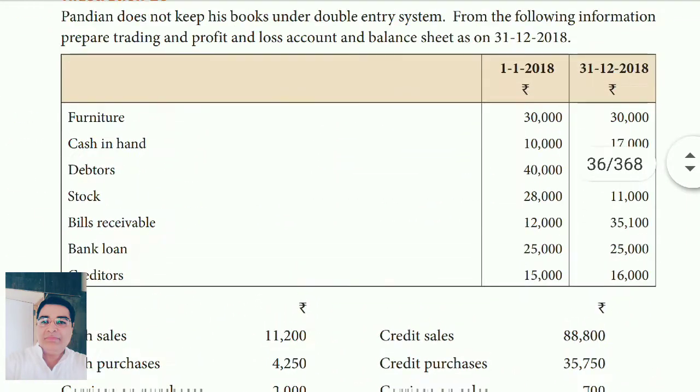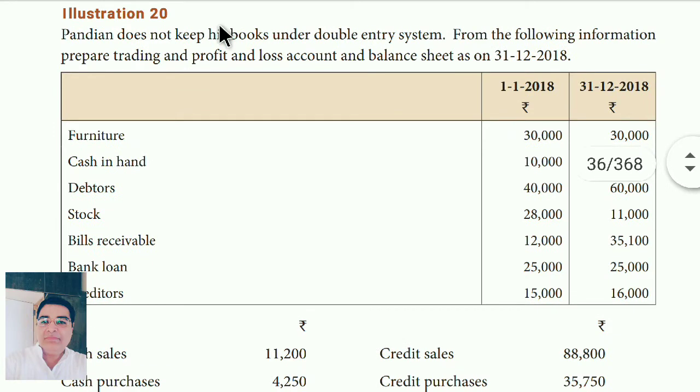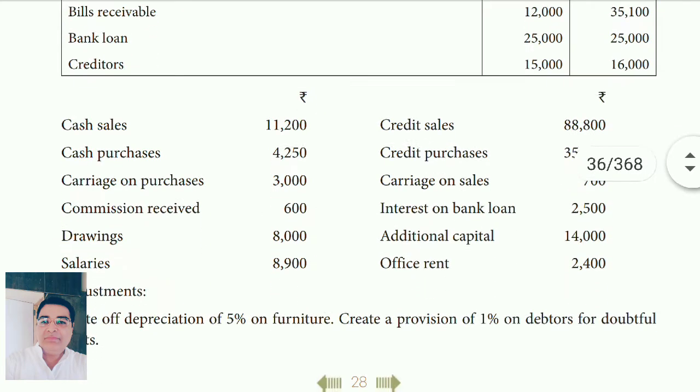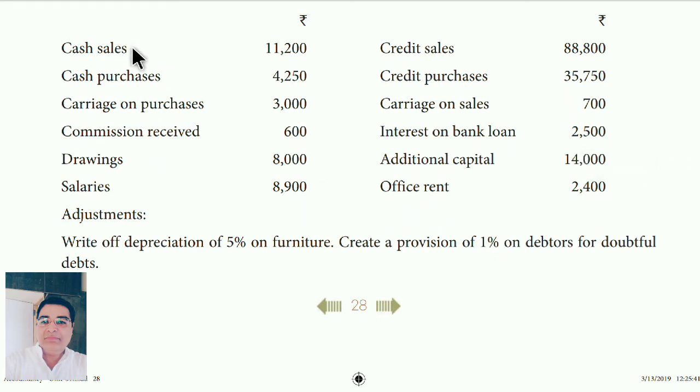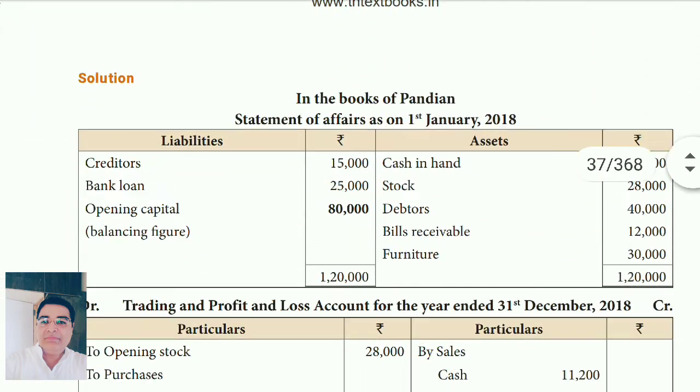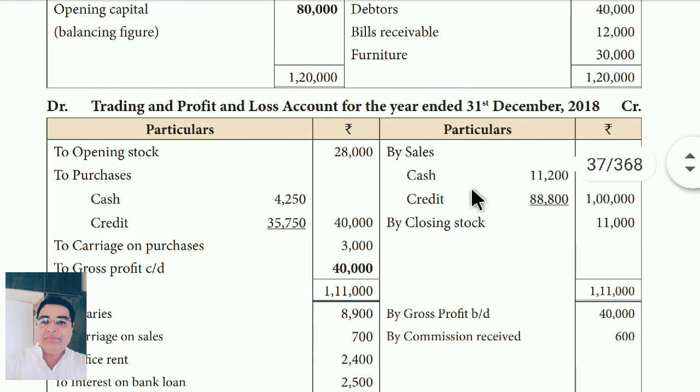Now we completed this full. Now we'll move on to the adjustments. Now see, the first one is cash sales and credit sales. Cash sales and credit sales we have to write in the inner column of trading account. Now see here in the trading account, cash sales plus credit sales. Both we have to add and write it down.